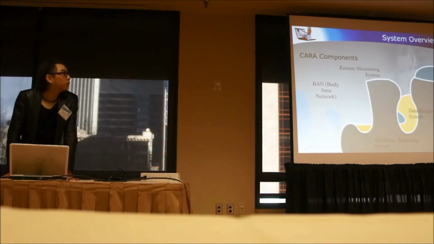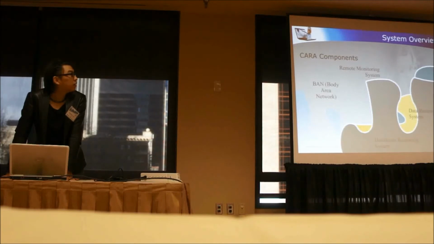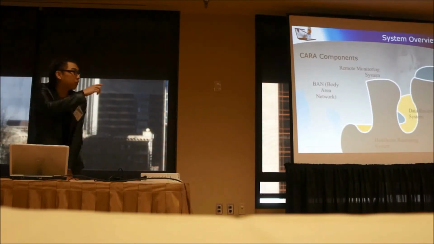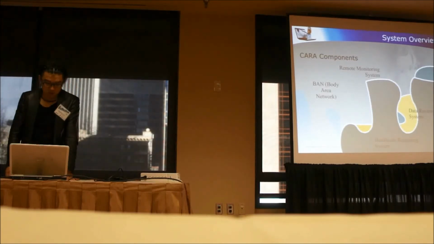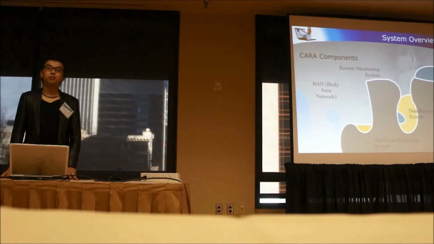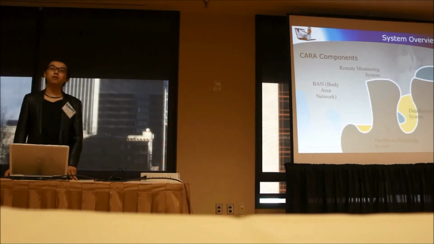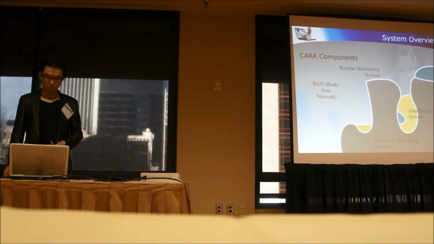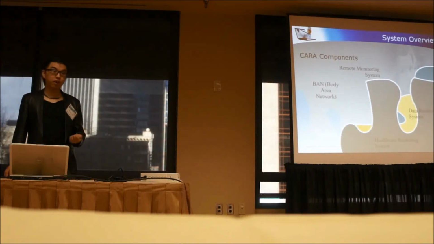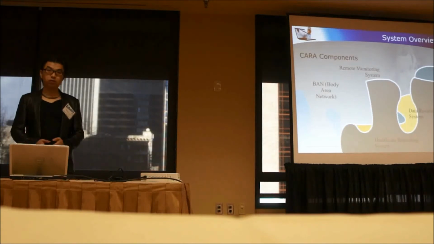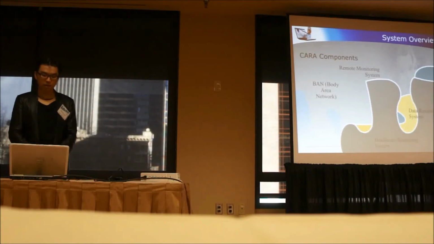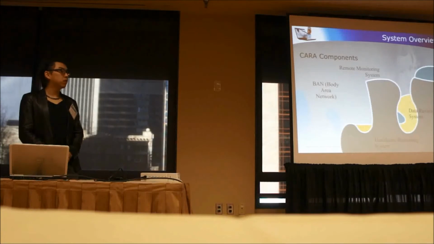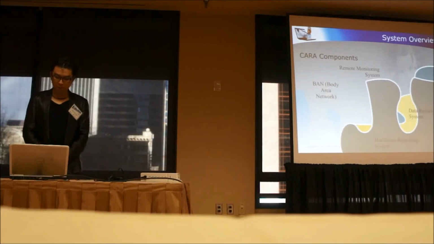Okay, let's take a look at what makes up the CARA system. Basically, there are 4 components in the system. The first one is the body area network. As a key component of the system, the body area network includes wearable wireless sensors such as ECG, oximeter, temperature, accelerometer, and gyroscope sensors. These sensors and the firmware are developed by Tyndall National Institute of University College Cork.